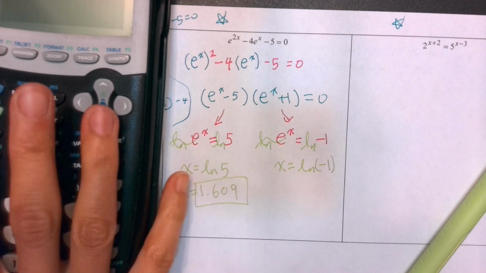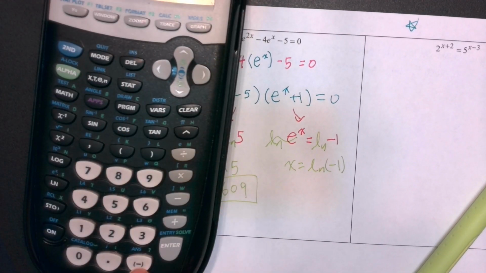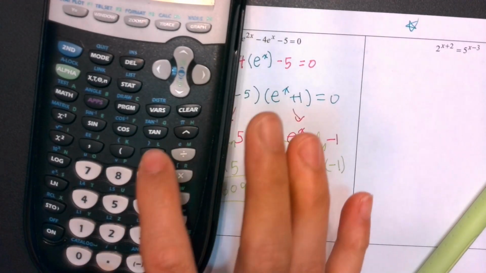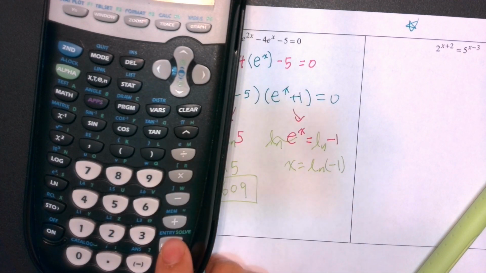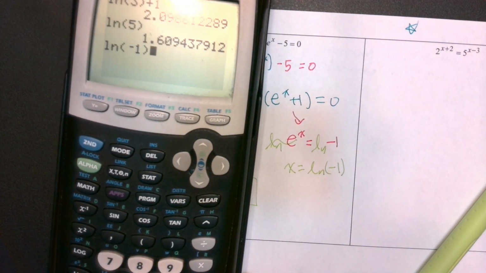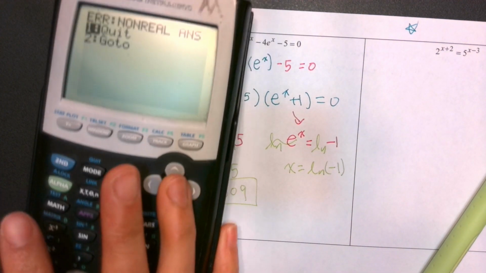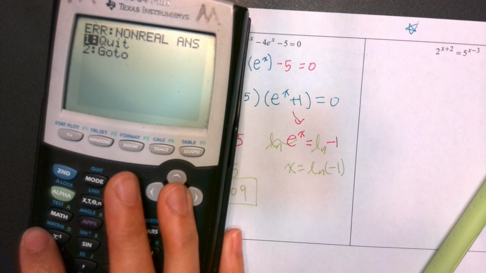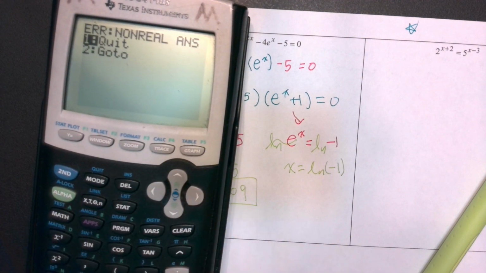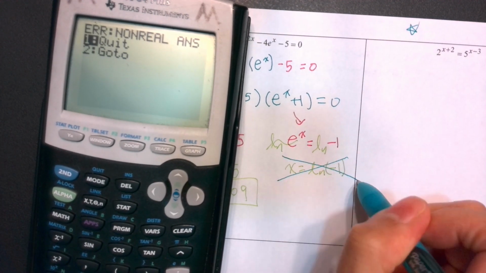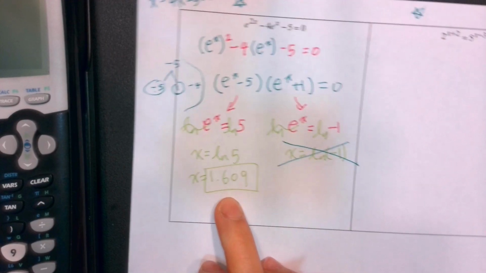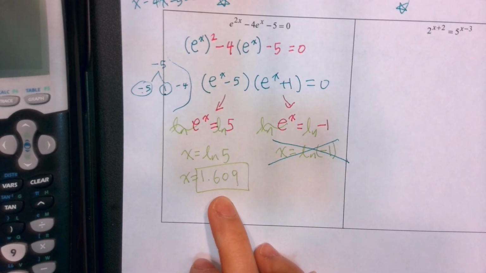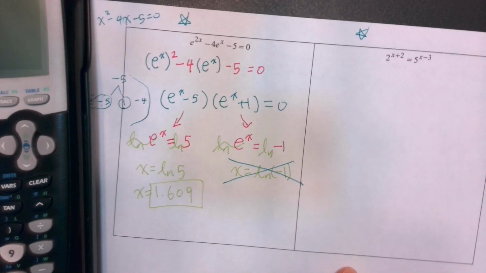Correct. Your calculator confirms that. So I type natural log of negative 1. It says non-real answers. That means there's no solution. So the only solution is going to be 1.609. Cool. All right, next one.